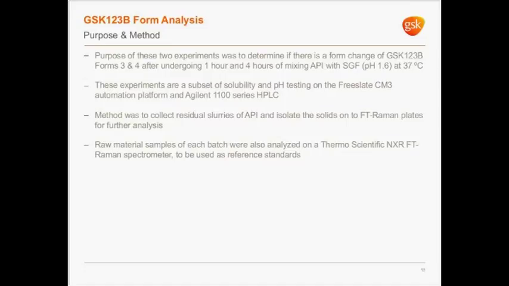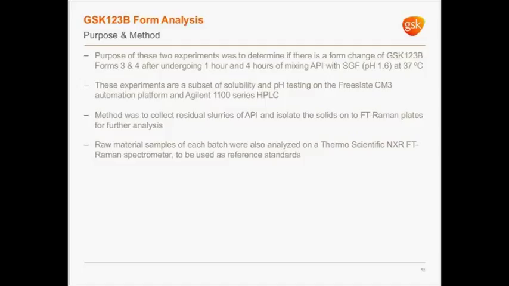For our form analysis investigation, we needed to discover how many forms this drug has in biorelevant media. So a series of experiments were designed. We have 2 experiments using 2 different known forms of the salt. We dispensed the drug into 1 ml vials along with 500 microliters of SGF. The vials were stirred for 1 hour for the first set of experiments and 4 hours for the second set of experiments. And then all the experiments were conducted at 37 degrees C to mimic body temperature.